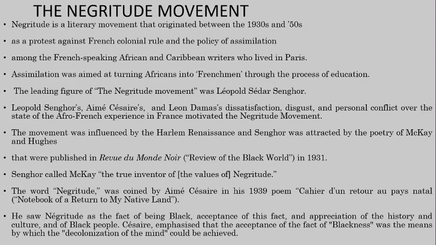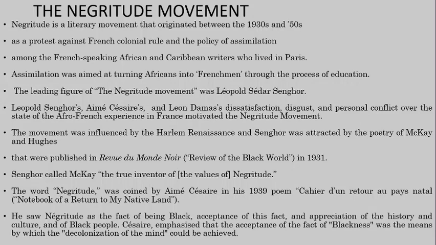Now, the Negritude Movement. Negritude is a literary movement that originated between the 1930s and 50s as a protest against French colonial rule and the policy of assimilation among the French speaking African and Caribbean writers who lived in Paris. Assimilation is a term used to describe the French colonial policy in Africa. The policy was aimed at turning Africans into Frenchmen through the process of education. The leading figure of the Negritude movement was Leopold Sédar Senghor.